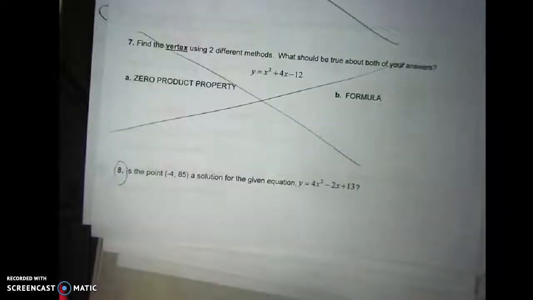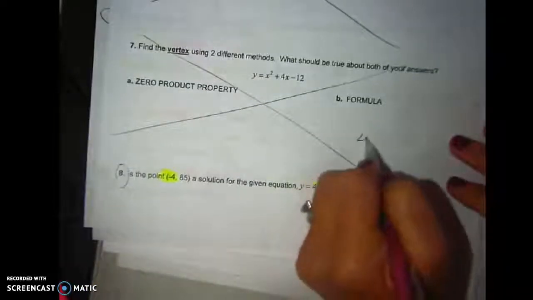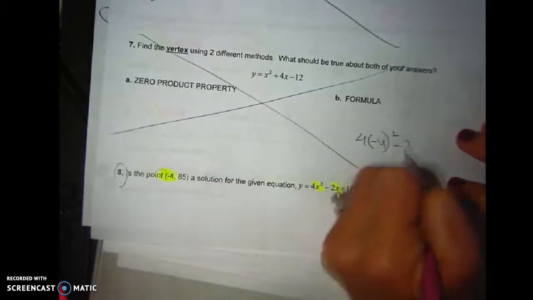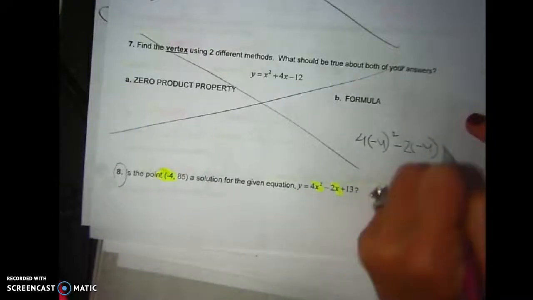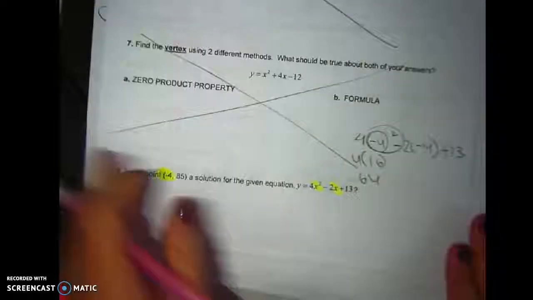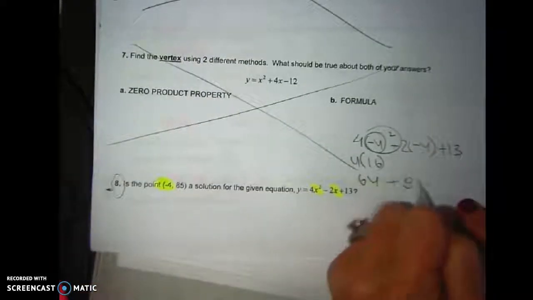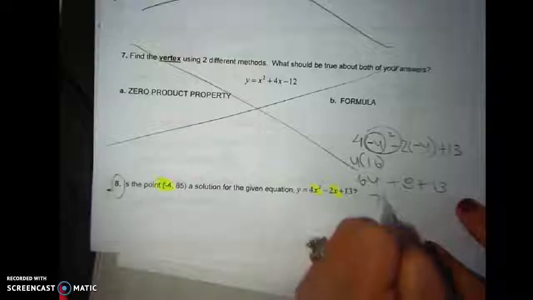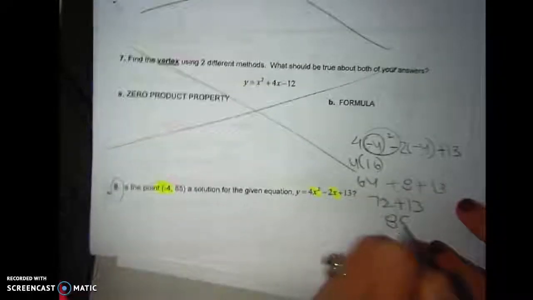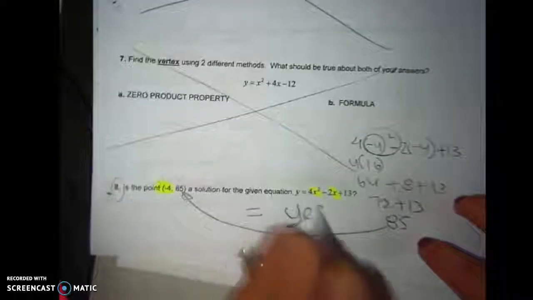All right, so I'm going to take the negative 4, and I'm putting it in for the x's. Since you don't have to do number 6 and 7, there's a lot of space for me to actually do this problem. Plus 13. Always do the exponent first. Remember, I'm recording. A negative times a negative is a positive. 64 plus 8 is 72. Plus 13. Well, I was supposed to get 85. So they are equal. So the answer is yes.